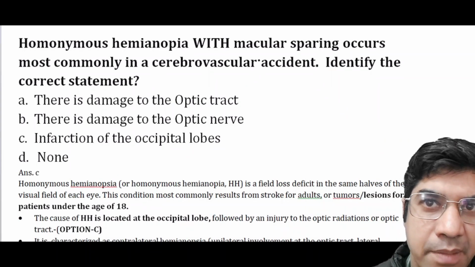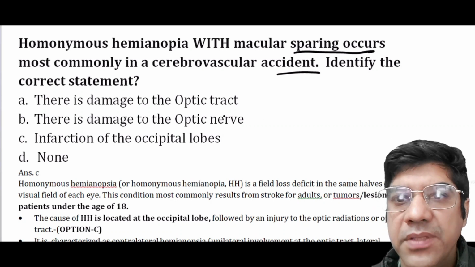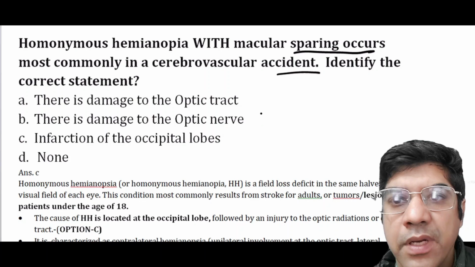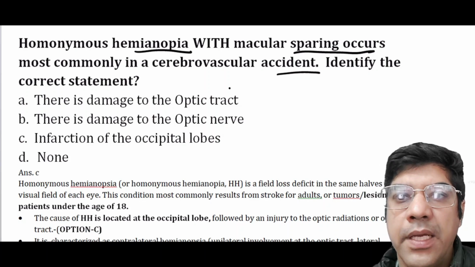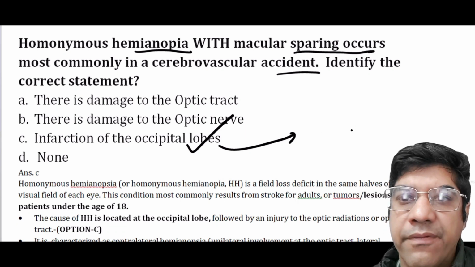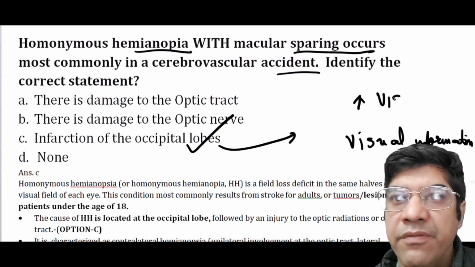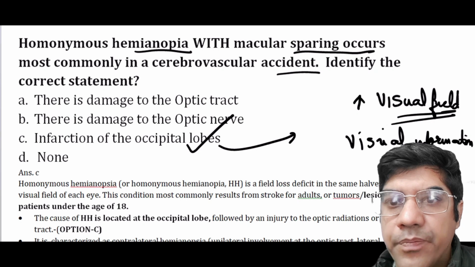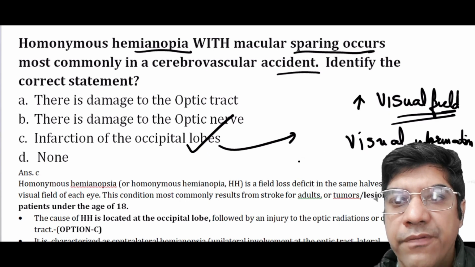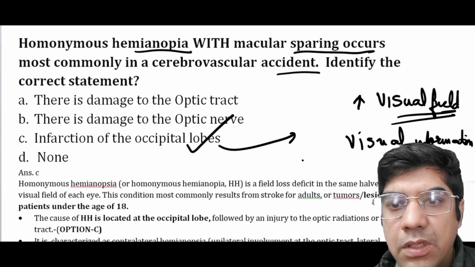Homonymous hemianopia with macular sparing occurs most commonly in cerebrovascular accident. What would be the correct statement? Homonymous hemianopia is a field loss defect in the same half of the visual field of each eye. So in the context of cerebrovascular accident, homonymous hemianopia most commonly occurs due to infarction of the occipital lobes. We know that the occipital lobes are important for processing visual information, and damage to these areas can result in damage to the visual field. So the cause of homonymous hemianopia is located at the occipital lobe, followed by injury to the optic radiation or the optic tract. So the answer is C.